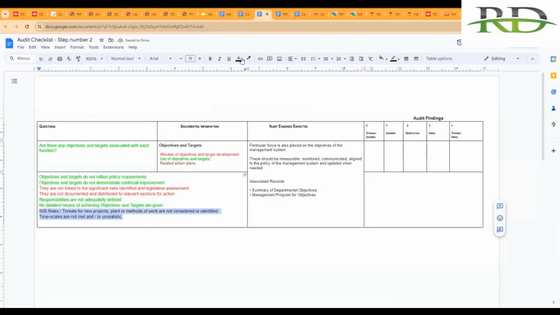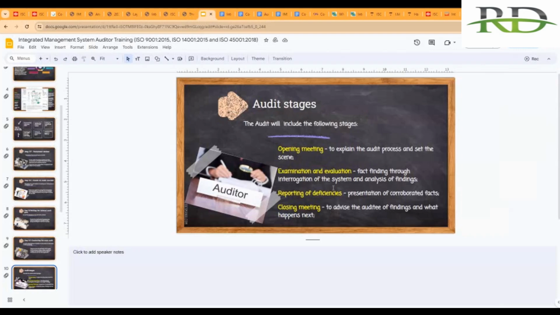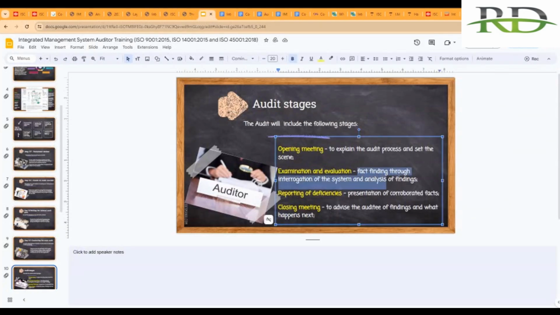Okay? Or if it is missing something as an opportunity for improvement, you give a different color coding. So this is actually done in an auditor meeting, okay? And at this point we are here. This is now part of fact finding and analysis of findings. This is what you're doing.